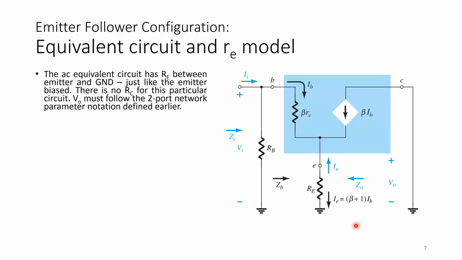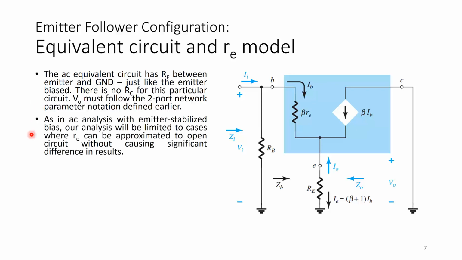So the AC equivalent circuit now has RE between emitter and ground, just like emitter bias. There is no RC for this particular circuit, as I mentioned just now, and V out must follow the two-port network parameter notation defined earlier. As in AC analysis with emitter stabilized bias, our analysis will be limited to cases where R out can be approximated to open circuit without causing significant difference in results.